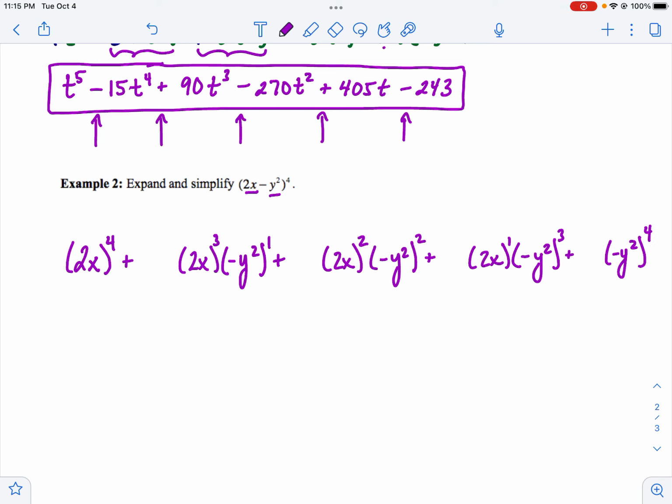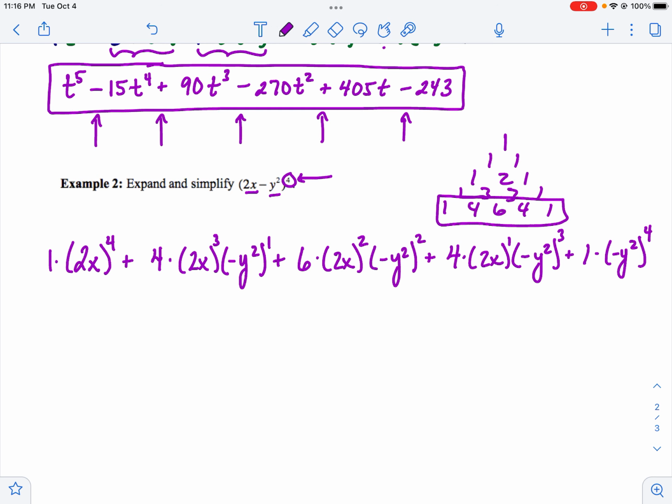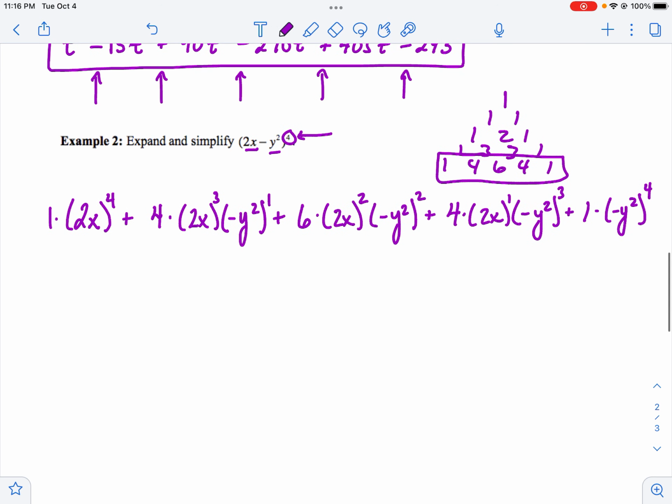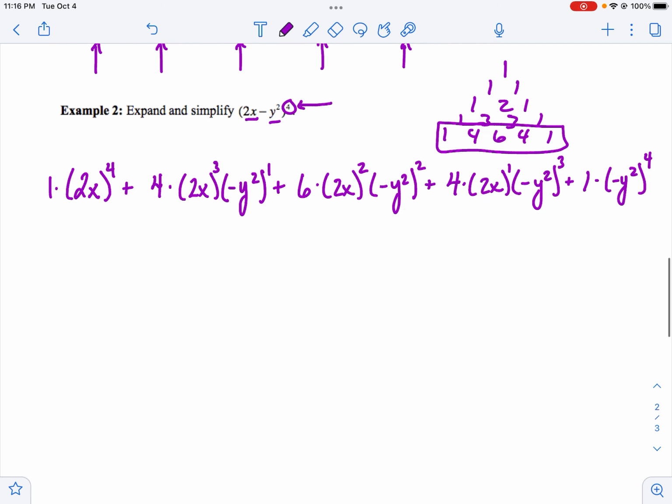Now I need my Pascal numbers. So my Pascal numbers are 1, 4, 6, 4, 1, because again, I want the fourth row of Pascal's triangle because I'm raising it to the fourth. So 1; 1, 1; 1, 2, 1; 1, 3, 3, 1; 1, 4, 6, 4, 1. There it is. Okay, and you've got the right row because there's 5 of them and I had 5 terms, so it should always work out.